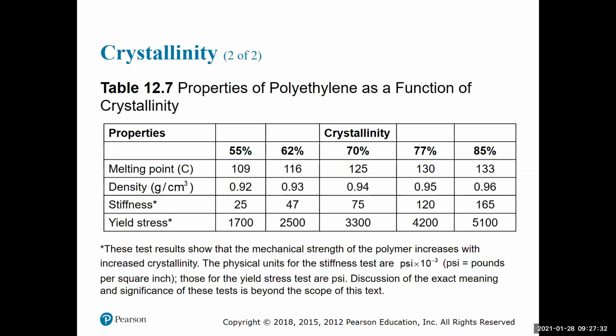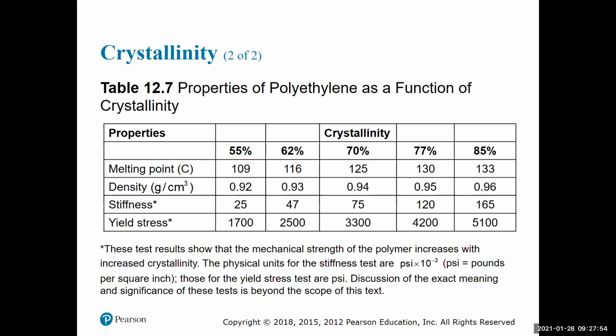Melting point, think about it, goes up because now you're going to have more order, things are going to fit together more, you're going to have more interactions. The more interactions you have, the higher the melting point. We see the density goes up a little bit, not a lot. Stiffness and yield stress both go up.